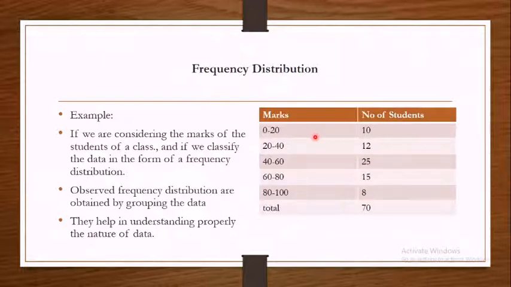From the frequency distribution, you can arrive at the conclusion that, for example, 12 students have obtained their marks between 20 and 40. There are 10 students who obtained their marks between 0 and 20. The total number of students, or the total number of frequencies, is 70. I hope you all know about this table. Yes, it is the frequency table, where they show the frequency distribution of the marks obtained by the students.